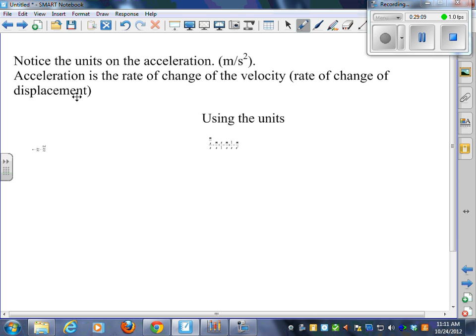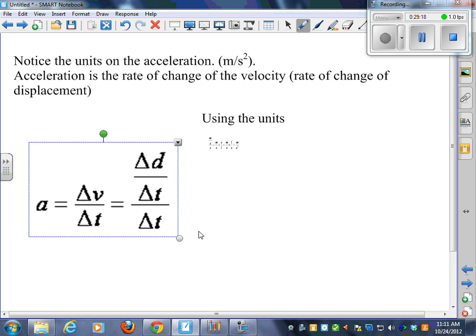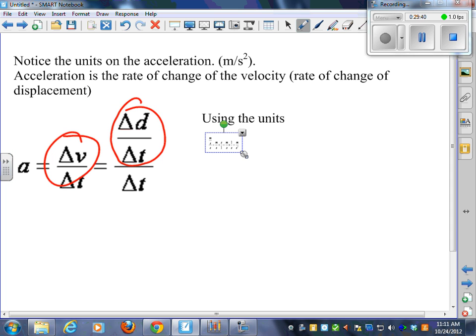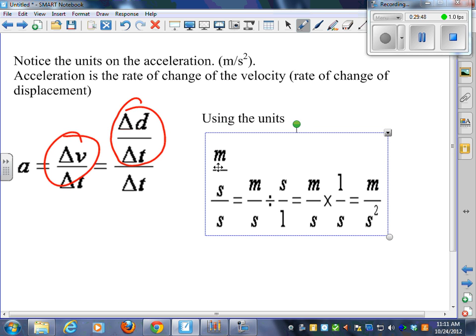Don't write this down. Just watch. Pencils down. Acceleration is delta V over delta T. If I take delta V and replace it with a formula, it's delta D over delta T. So in fact, acceleration is delta D over delta T over delta T, which means there's the double time. Using the units: what's the unit for D? Meters. What's the unit for T? Seconds. What's the unit for T? Seconds.